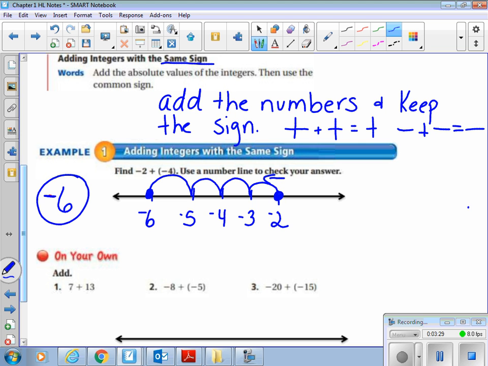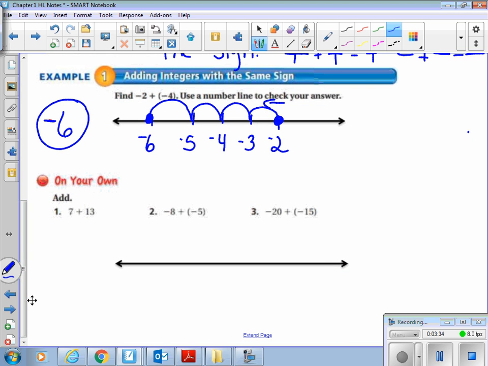I'm going to ask you to pause the video now and see if you can do the on your own problems. And when you're done, hit play again, and you can come back and check your work. So in number 1, you're adding a positive and a positive. 7 plus 13, you don't even have to think about that. At this point, we should know that 7 plus 13 is 20. We're adding two positives, therefore my answer is positive 20.